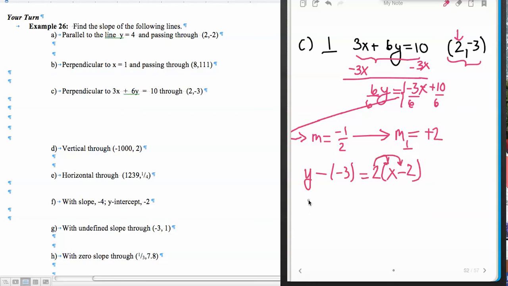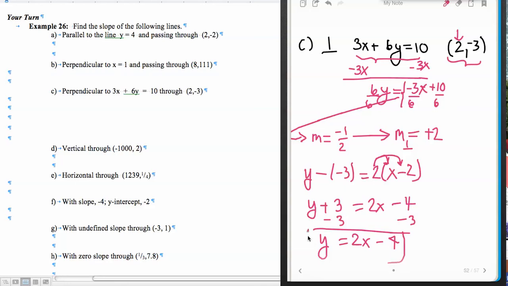Distribute, distribute. So y, simplify the left here, y plus 3 is equal to 2 times x, which is 2x, minus 2 times 2, which is 4. Finally, moving the 3 over to this side, and we'll have it in slope-intercept form. y is equal to 2x minus 7. And then we could see if the slope and the point that we have satisfy that equation, and that would be how we could tell if we had the correct equation. So 2 times 2 is 4, 4 minus 7 is negative 3.